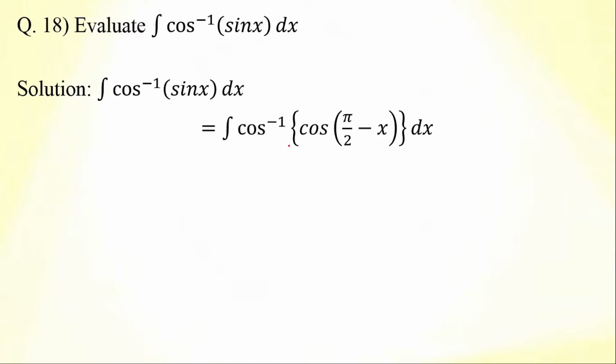And this cos inverse and cos will nullify each other, and we will be left to integrate only 2 functions, pi by 2 minus x, out of which pi by 2 is a constant. So you integrate pi by 2, the integral dx is there, the answer will become pi by 2 times x. Integrate x, it will become x square by 2, plus constant of integration. So that completes this question as well.